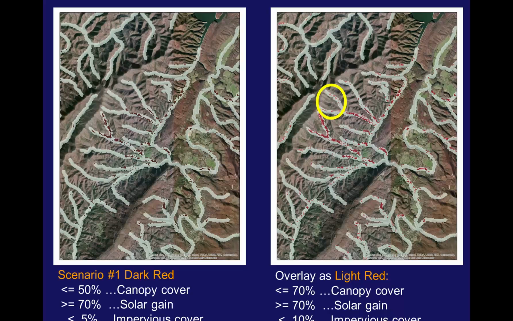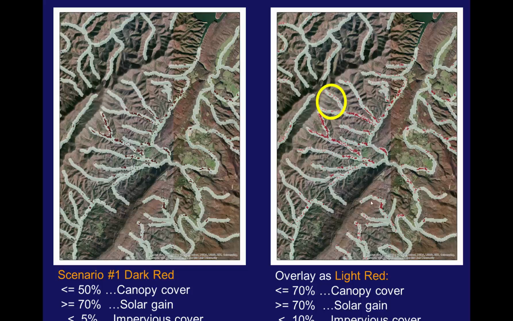The first example you see is two different scenarios that were run. These examples were done to give you an idea of the sensitivity that can be obtained with the tool. The scenario on the left was run using the parameters of less than or equal to 50% canopy cover, greater than or equal to 70% solar gain, and less than 5% impervious cover. You can see that the riparian corridor areas that met all the criteria are these areas in dark red here, and you can see these scattered throughout this map image.